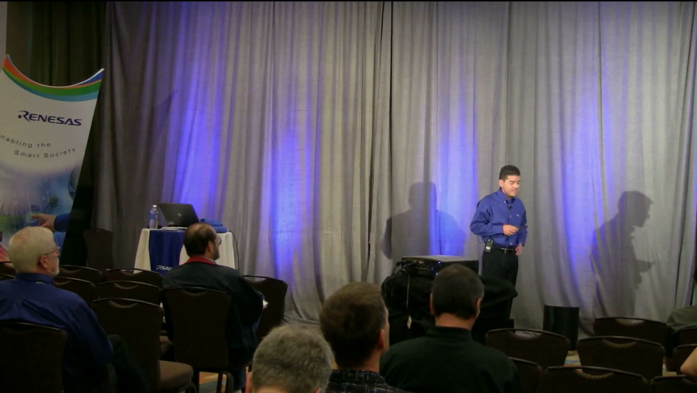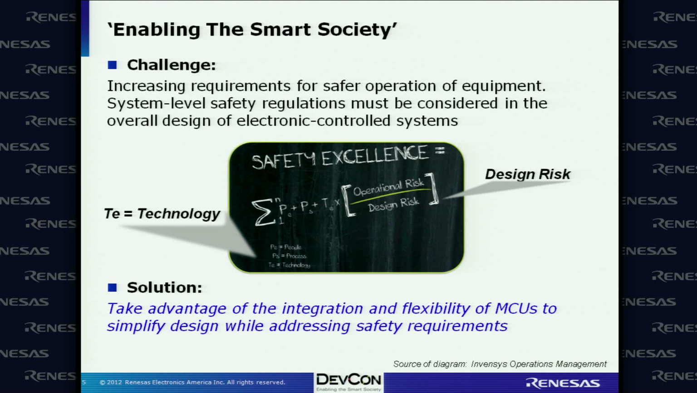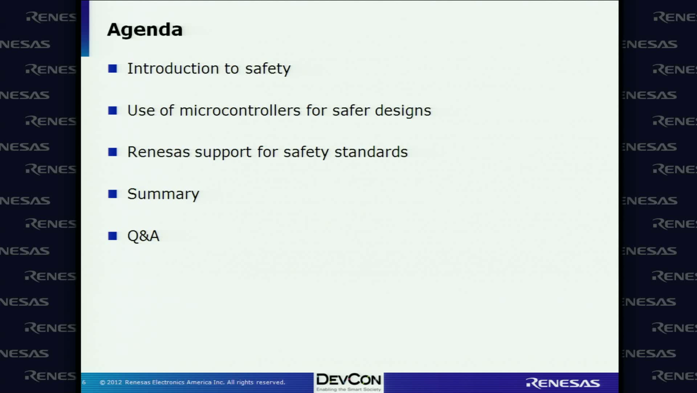I came across this interesting graphic that talks about safety excellence and some of the elements within safety, of which I want to highlight just a couple. Obviously, to mitigate the risk, technology plays a very important role. So this course is going to focus on MCUs and how you as a designer can take advantage of the MCU's functionality and flexibility to address some of these safety requirements. I'll go over an introduction of safety. Then I'll move on to how we can utilize some of the features in the microcontrollers for safety compliance. And then I'll move on to what Renesas is doing today and the direction we're taking in terms of integrating more functionality into the MCUs to address safety requirements.